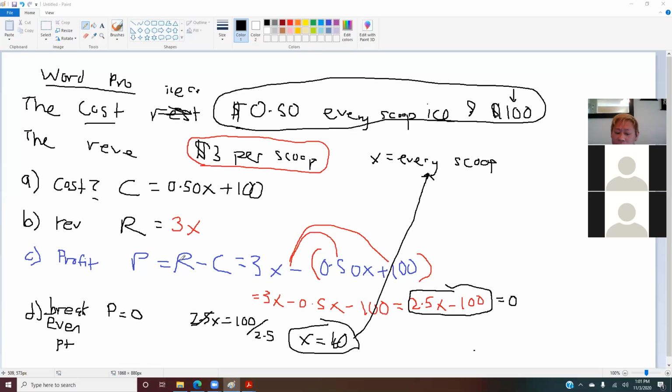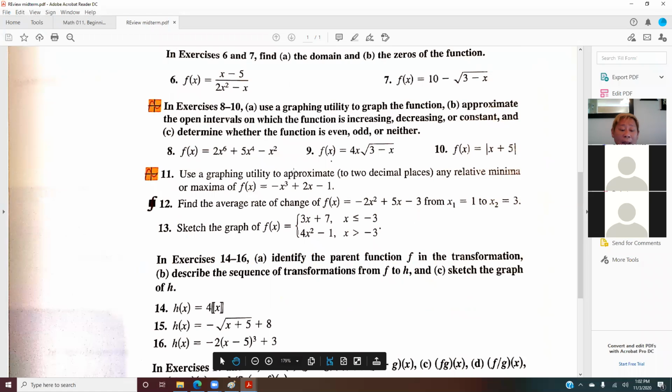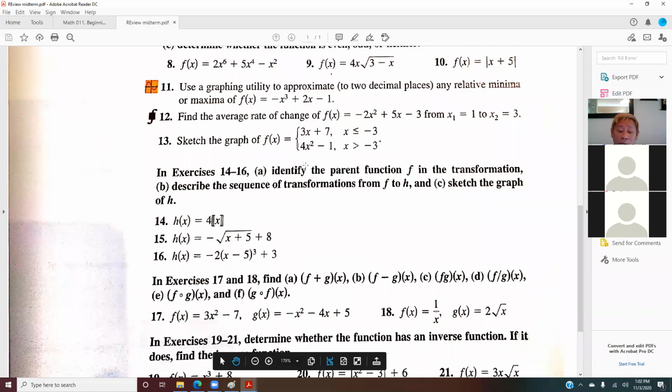You guys doing okay here? This is coming out in your midterm this week. So make sure you know how to write cost in terms of x, how to write revenue in terms of x, how to write profit in terms of x, and then find the break-even point. Questions with this word problem? So this is also coming up in your midterm, so I would recommend you go ahead and practice this.